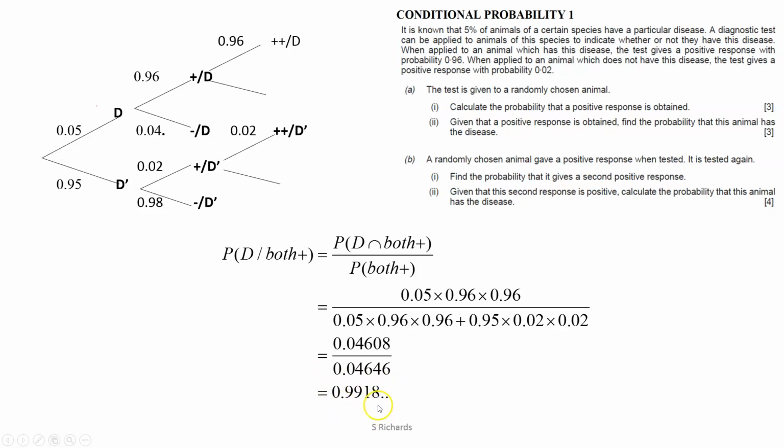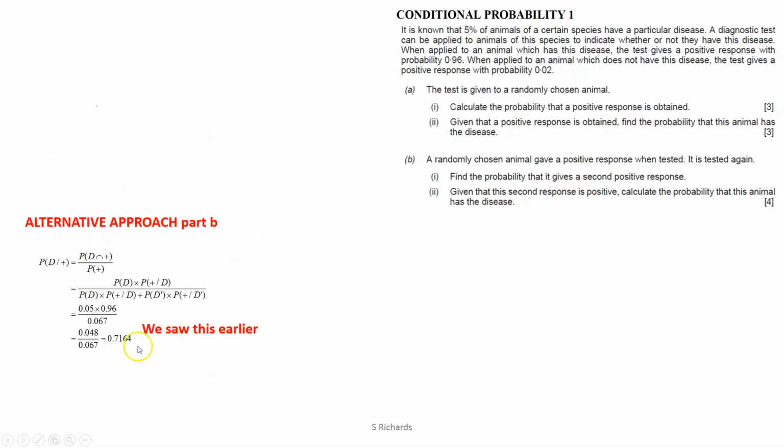This is a high probability, relatively, and this is not surprising, seeing as our animal has given two positive results, and therefore it's increasing the chances that it actually is diseased. Of course, there is a small chance that statistically this has been obtained as two positive results, but actually the animal is not diseased. There is an alternative approach to part B, which we will look at very quickly, and it utilizes some of the figures that were calculated earlier.